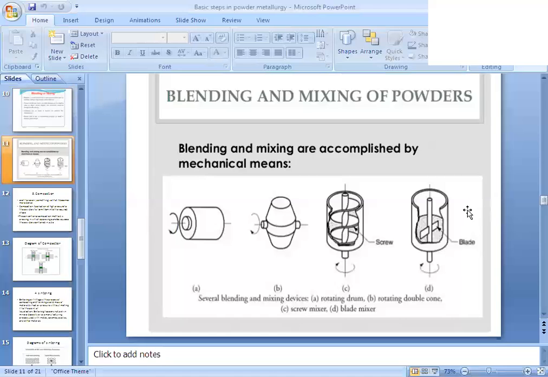Okay, the first one is the rotating drum. Rotating means it starts rotating continuously, and the continuous rotation is what happens in the mixing. Okay, and the second one is the double cone; double means it moves on two axes, like this, and like this, and it is also rotating.